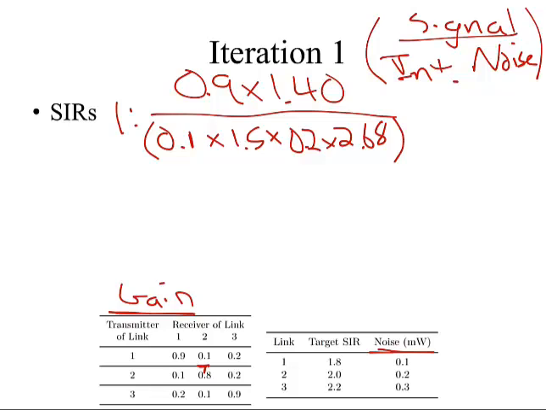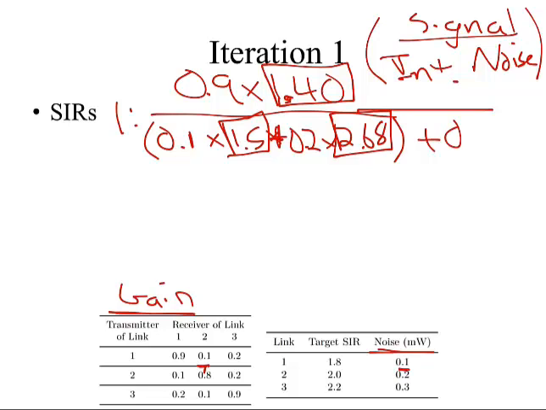And so we can pause here to remember that these values now, this 1.4 that we're using, this 1.5 that we're using, and this 2.68 that we're using are all different now because those are all the new power levels that we're using, whereas in the previous equation for iteration 0, we started with the same power level for everyone. But now that's not the case. Now the power levels are different, so they have different values in this equation, plus the noise here, which is 0.1. And doing that out, we get 1.60 to be that SIR for number 1.